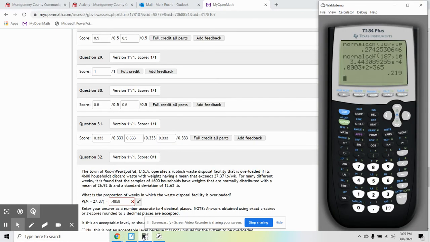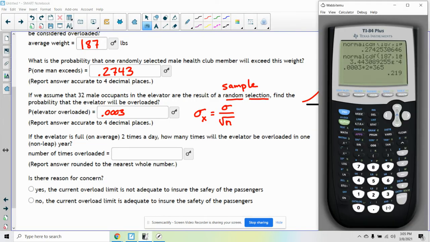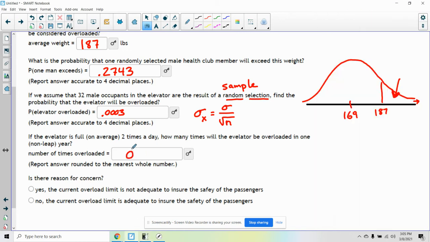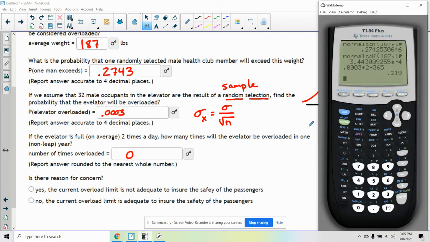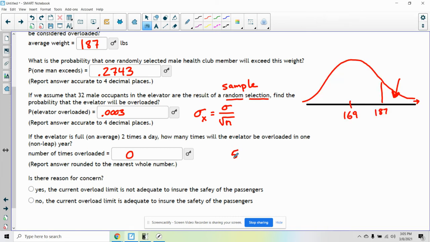So basically, this is saying that if this is all true, it'll be overloaded 0.219 times, or basically it'll be overloaded 0 times, less than 1 time. Kind of a weird way to look at it, but if this number was like 5.67, that would mean it was overloaded 5 times. But since it's less than 1, we'll just say it's overloaded 0 times. So we could say that the current overload limit is adequate to ensure the safety. If it's never going to be overloaded in a year, we can ensure that that's safe enough for people to ride the elevator.